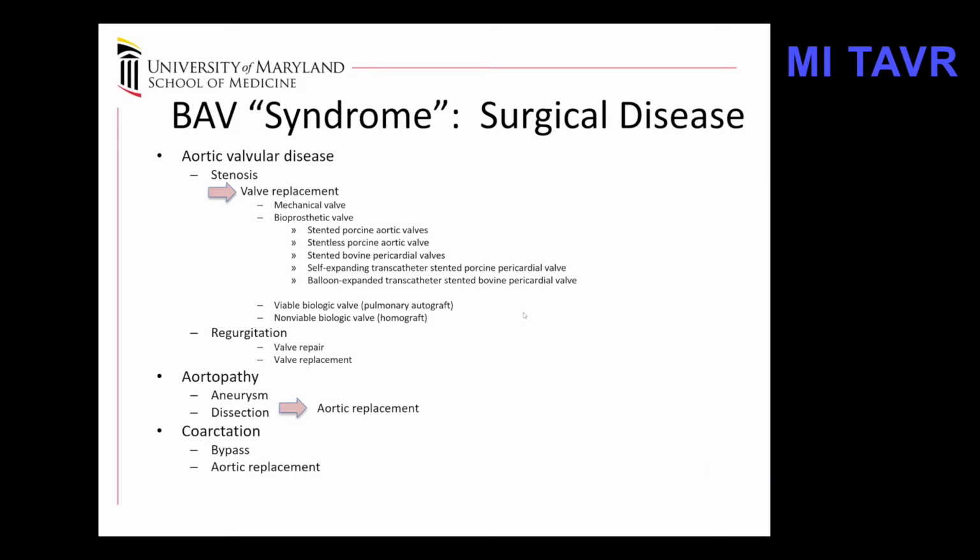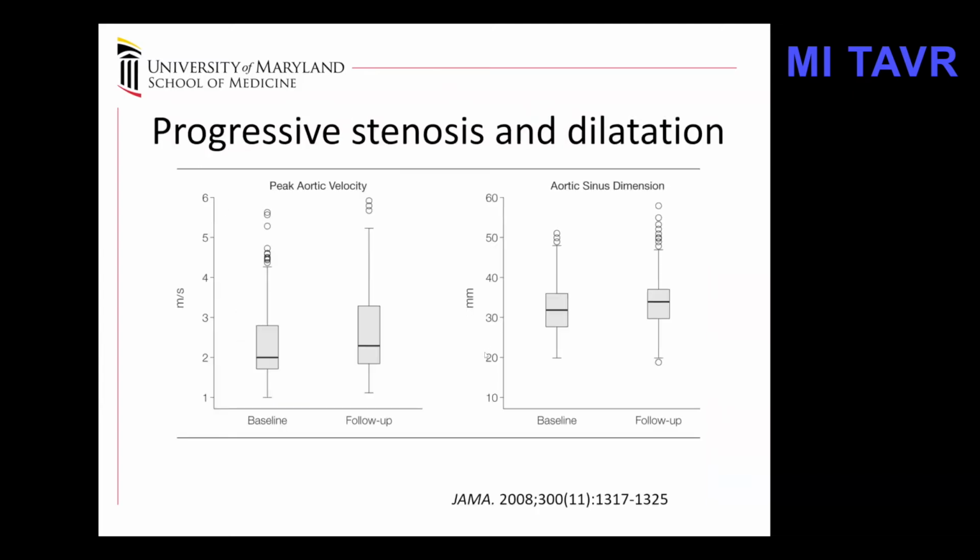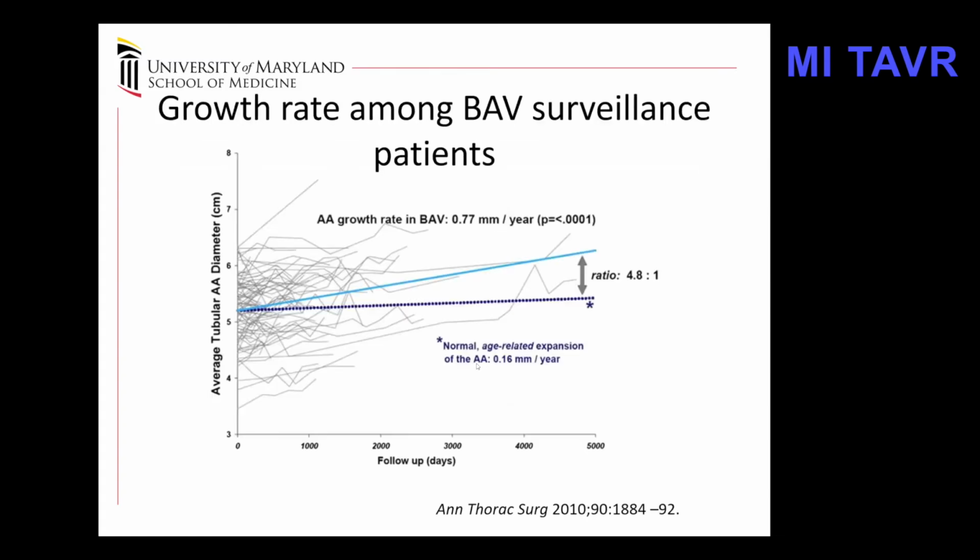The one thing that I think is interesting about bicuspid aortic valve associated disease is that we traditionally haven't been calling it a syndrome, but in my opinion, it is. These are the three predominant components: valvular disease, aortopathy, and coarctation. Not every patient has coarctation, but every single bicuspid patient has some form of aortopathy, and certainly valve disease, presenting either as stenosis or regurgitation.